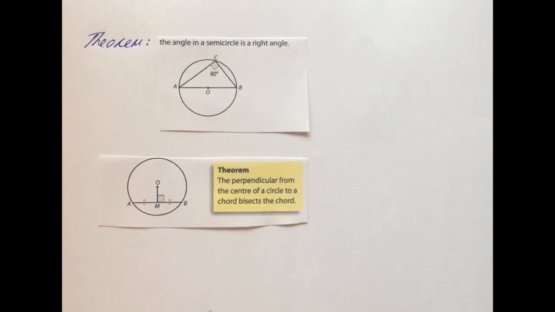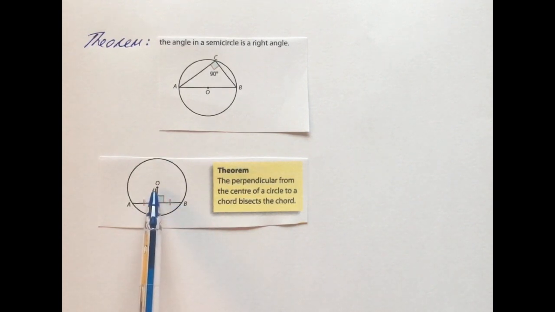The wording of it is that the perpendicular from the center of a circle to a chord bisects the chord. Let's explain that. We have a line coming down here from the center, and it is at right angles with this line here, which we know is called a chord because it's going from one side of the circumference to the other and not through the center. So this is a chord.